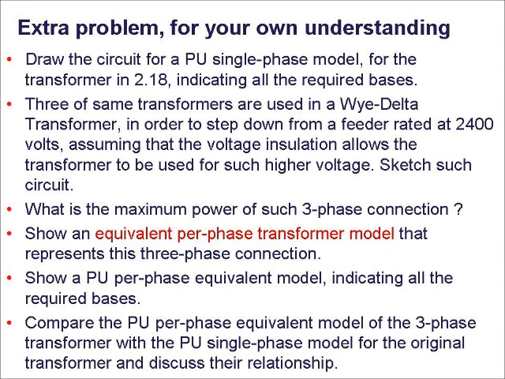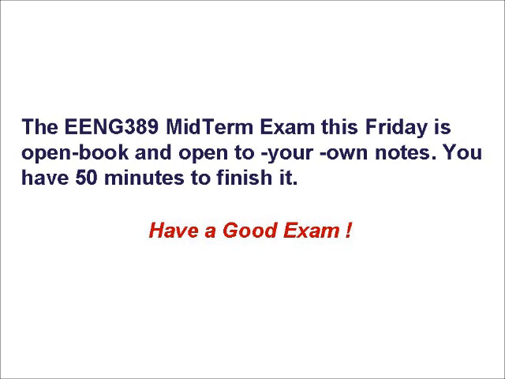Then I want you to compare your original PU single phase model with this PU per phase equivalent model for the 3-phase transformer. So that's the bullet. Compare the per unit per phase equivalent model of the 3-phase transformer with the per unit single phase model for the original transformer, and discuss their relationship, because eventually you are using the same transformer for a 3-phase system, okay? So anything you know for the transformer should be useful for your final model in a 3-phase system. So I want you to discuss how they are related. So this is an extra problem with several bullets. It's just for your understanding. I'm not solving it now.